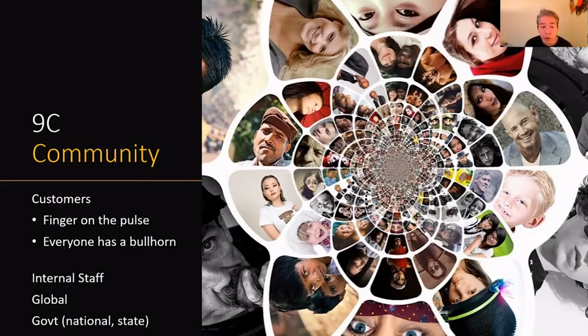In addition, other communities are your internal staff, right? So they are a community that you need to support. And if your product or transformation is related to them, again, they are then your customers. Companies are really part of a global community. So as things happen in other countries, they could affect your business. And similarly, the government at both national and state levels are part of your community as well, because as they pass laws or change laws, that can have an impact on your business and your organization in many different ways.